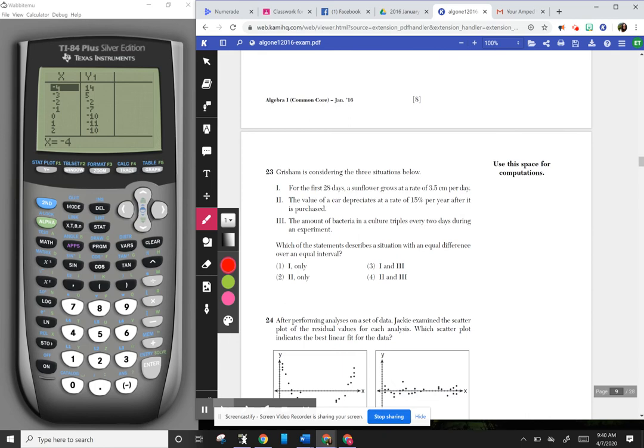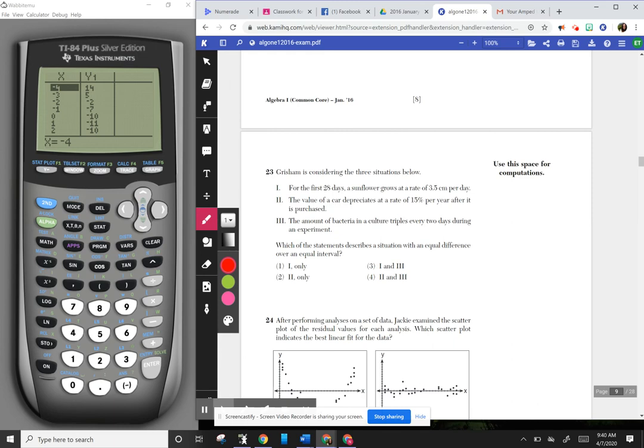Question 23. Chrishem is considering the 3 situations below. For the first 28 days, a sunflower grows at a rate of 3.5 centimeters per day. The value of a car depreciates at a rate of 15% per year after it is purchased. The amount of bacteria in a culture triples every 2 days during an experiment. Which of the statements describes a situation with an equal difference over an equal interval?